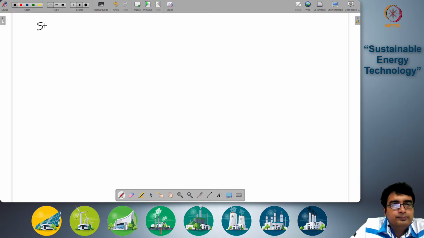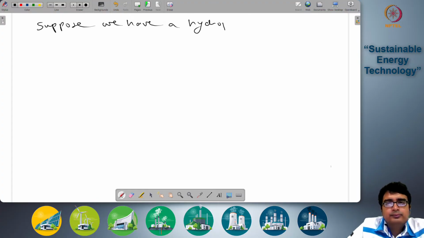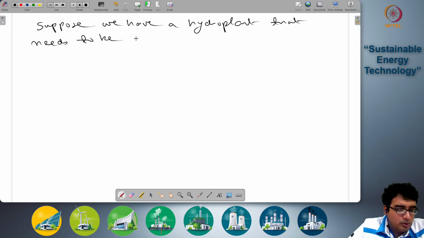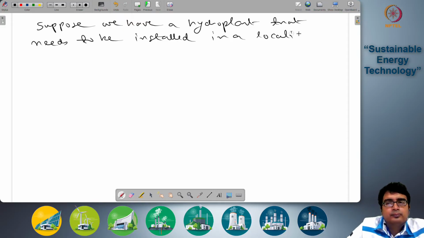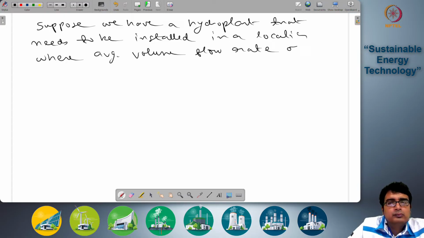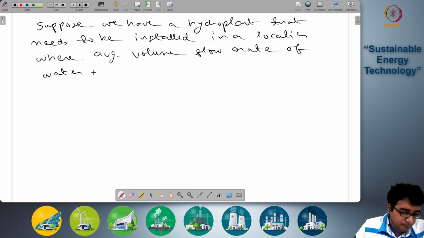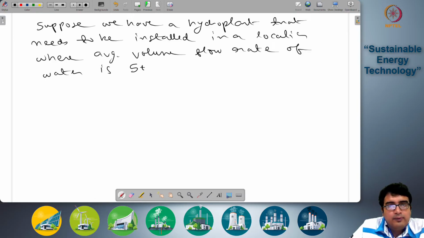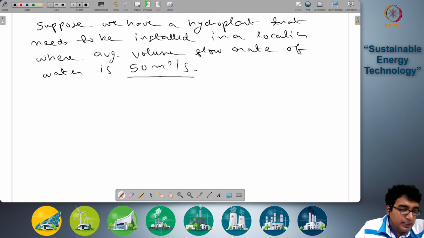So suppose we have a hydropower plant that needs to be installed in a location where the average volume flow rate of water is 50 meter cube per second. So the average volume flow rate of water is 50 meter cube per second.